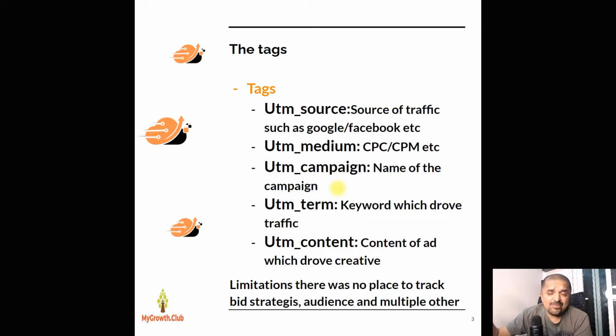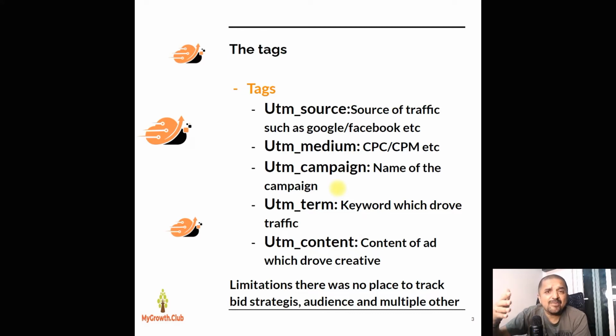The first tag was UTM Source. Usually marketers passed the source of the traffic in this particular tag, like Google, Facebook, affiliates, or anything like that was passed inside UTM Source. Medium was usually used for CPC, CPM, CPV, etc., to make sure that marketers pass what kind of cost mechanism is used to buy this traffic.